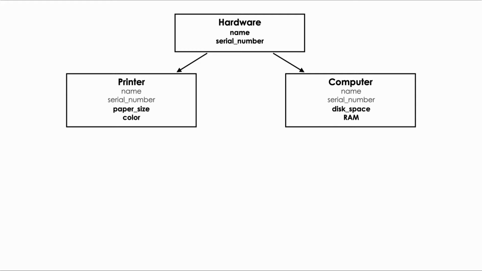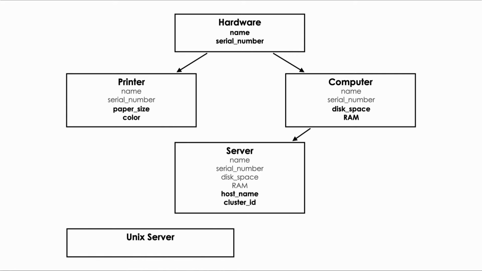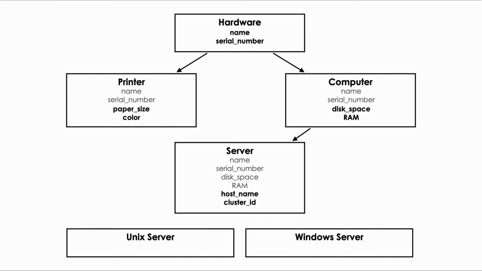Very good. And finally, we'll create a table for our servers, but this time we'll have it extend our computer table, because servers are just more specific types of computers. Now it will inherit all of the attributes from the computer table and all of the attributes of the hardware table. We'll add our server-specific fields for hostname and cluster ID here. Excellent. We can continue by adding a Unix server table and a Windows server table that extend our server table.